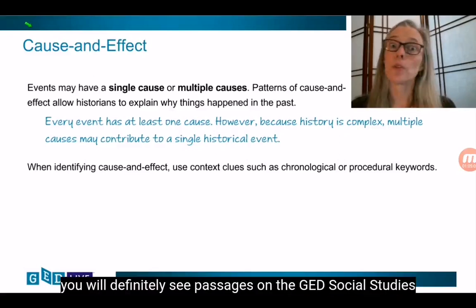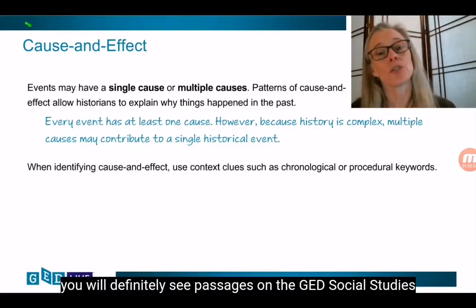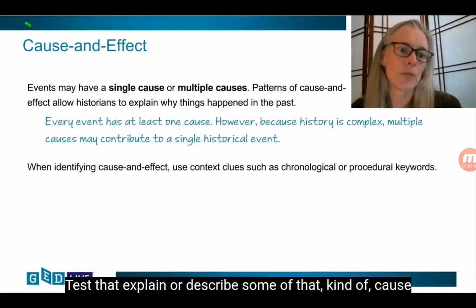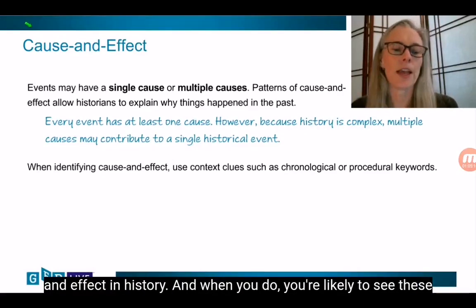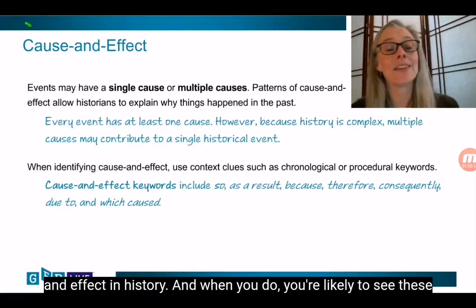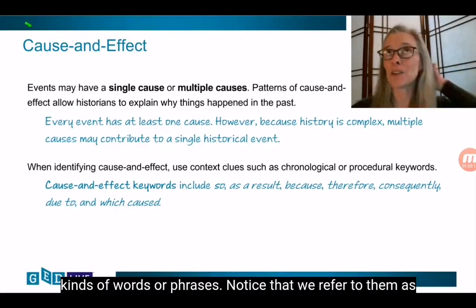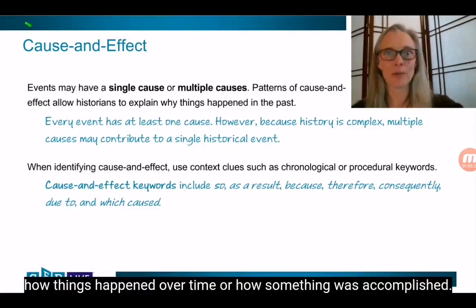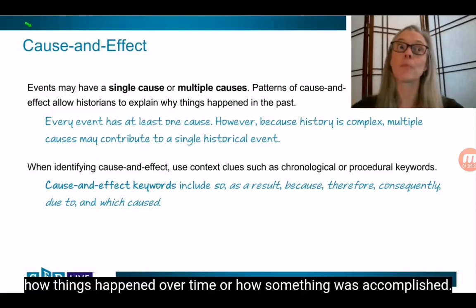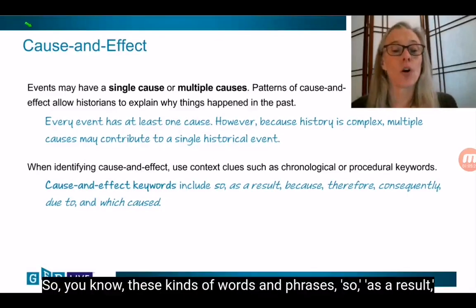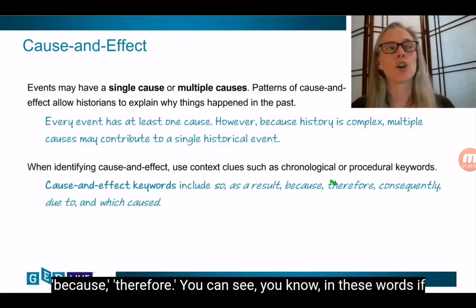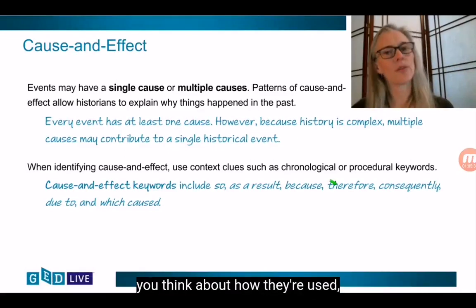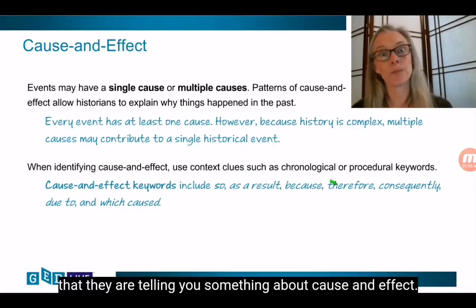And you will definitely see passages on the GED Social Studies test that explain or describe some of that kind of cause and effect in history. And when you do, you're likely to see these kinds of words or phrases. Notice that we've referred to them as chronological or procedural, because again, they're telling you about how things happened over time or how something was accomplished. So, these kinds of words and phrases: as a result, because, therefore. You can see, if you think about how they're used, right, that they are telling you something about cause and effect.